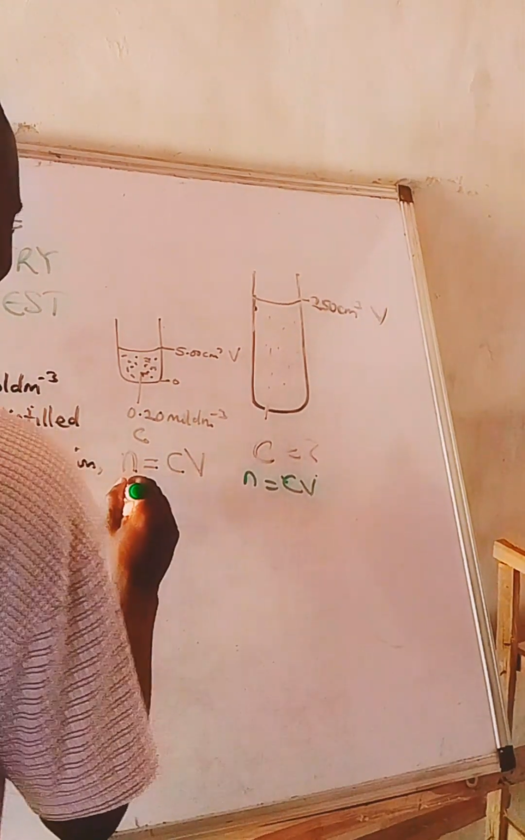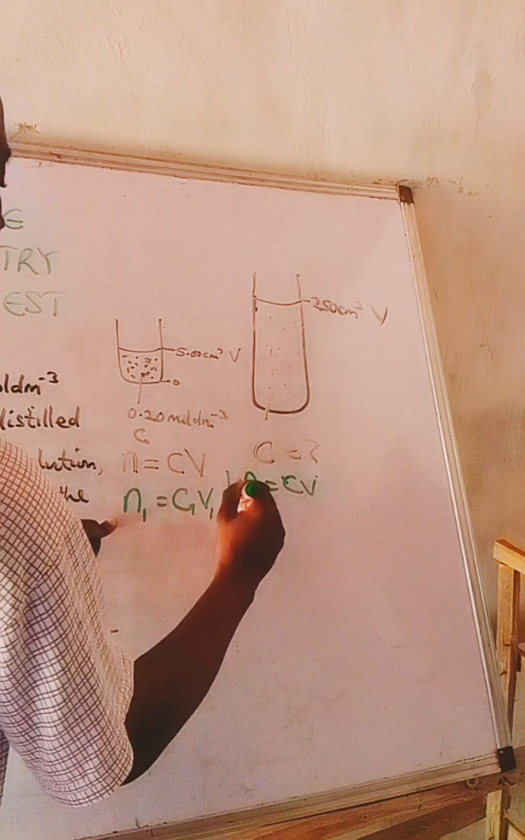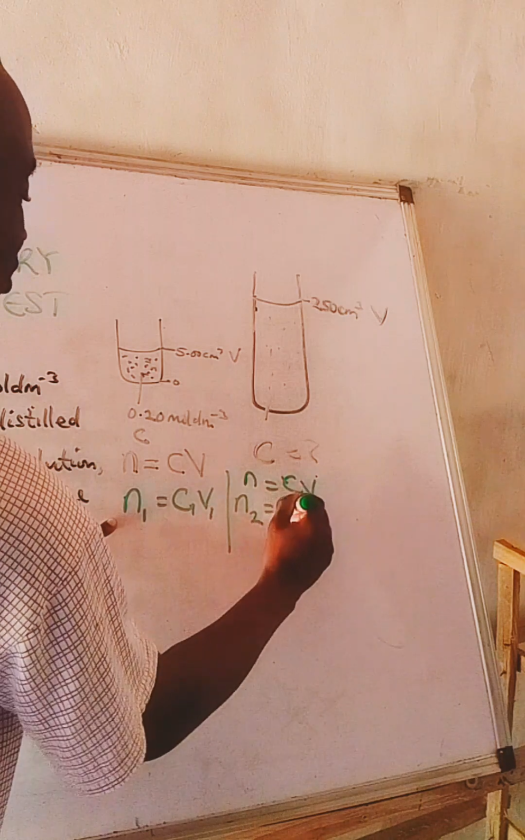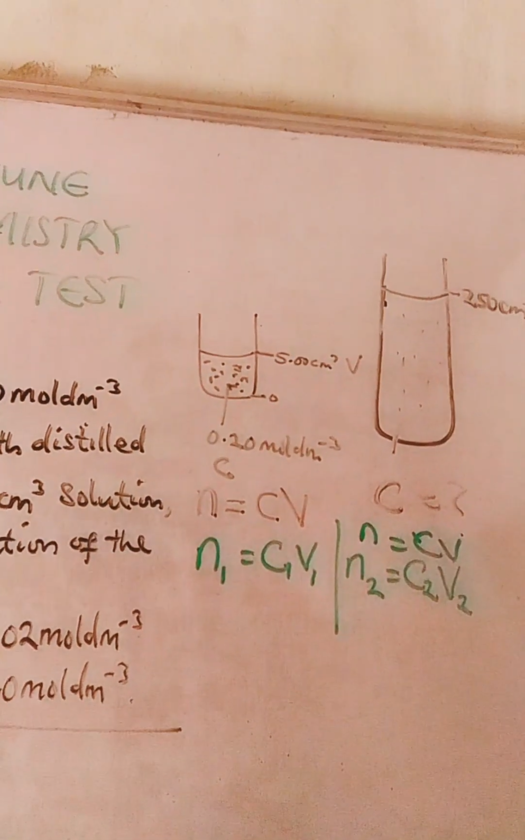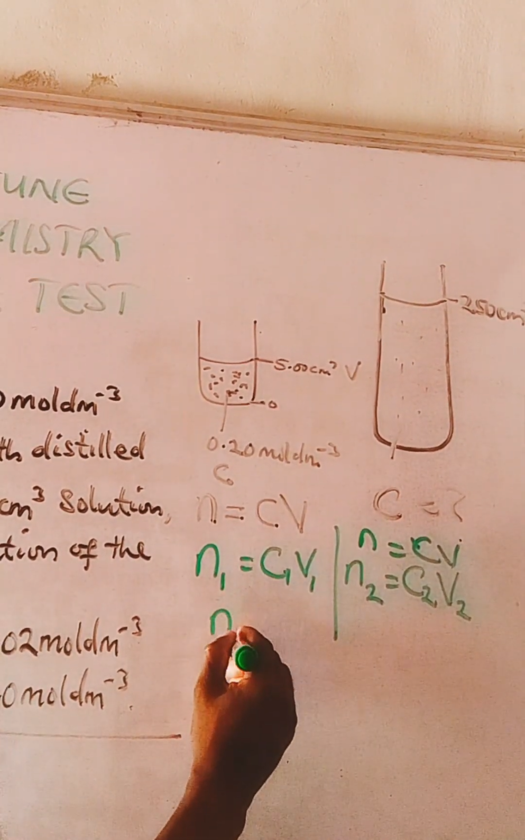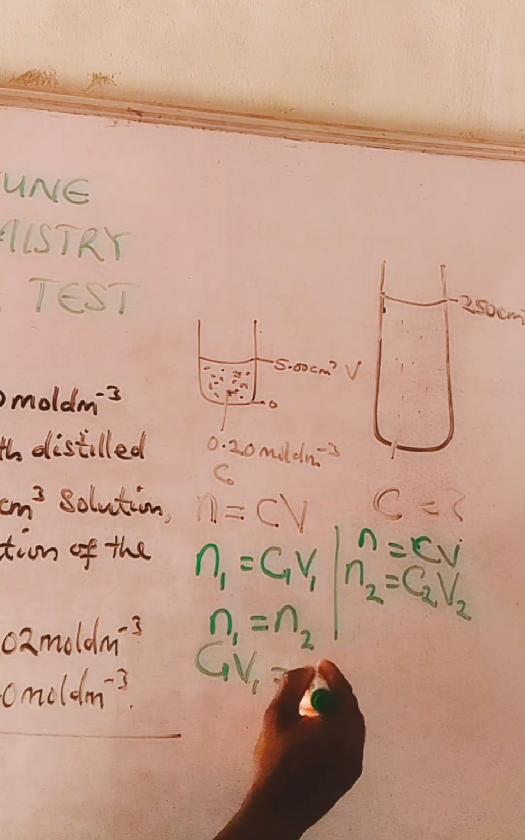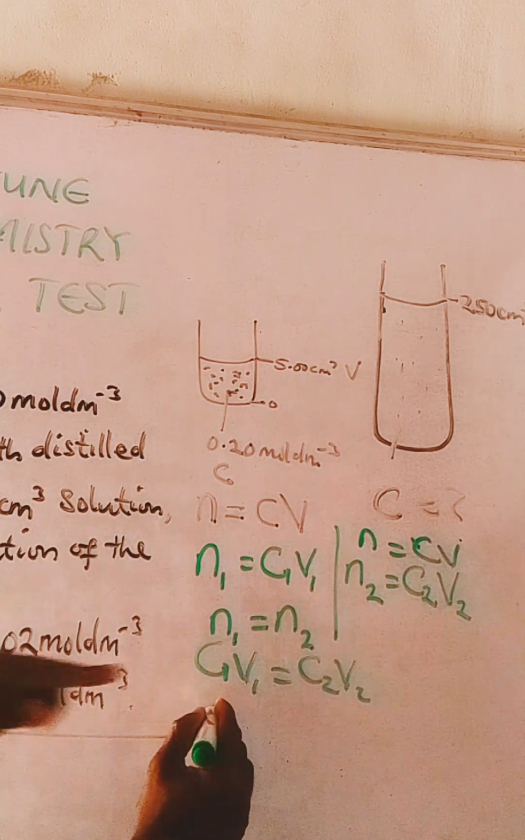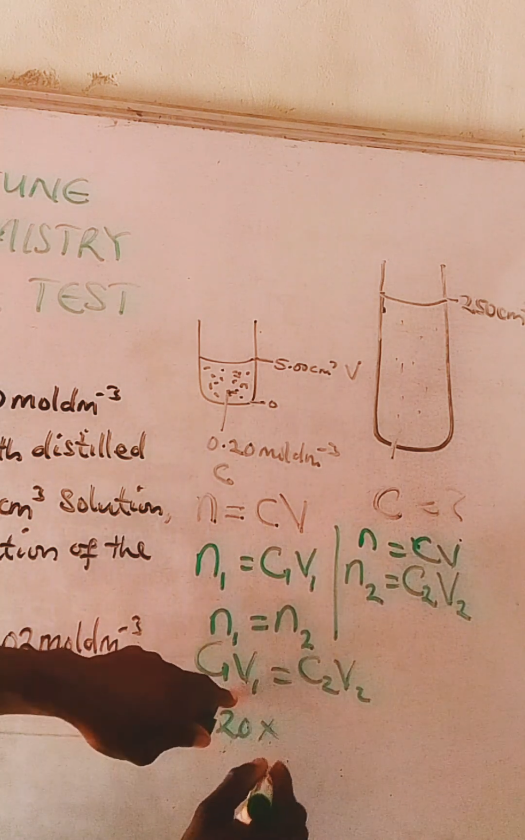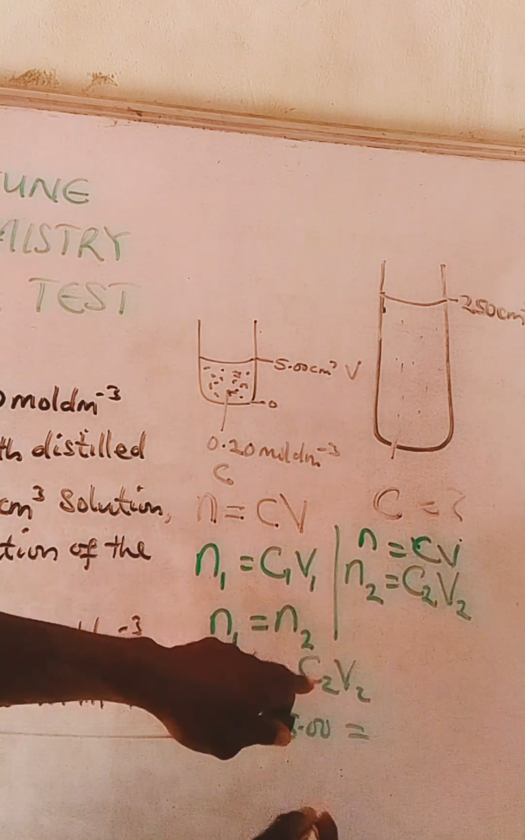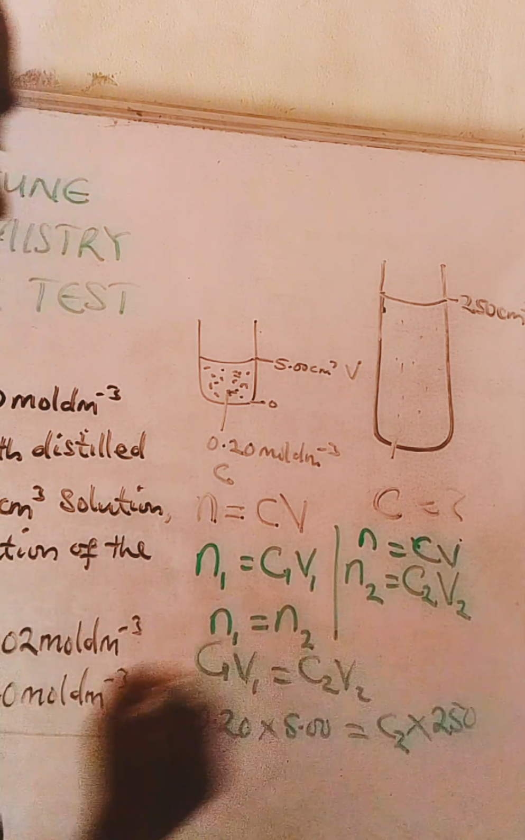Therefore, from here we can deduce that number of moles in the first instance is equal to first concentration times first volume. And number of moles in the second instance is second concentration times second volume. This is the dilution principle. From this principle, we can say that number of moles in the first instance is the same as number of moles in the second instance, meaning that C1V1 is equal to C2V2. C1 is the first concentration, which is 0.20. V1 is the first volume, 5.00. It will give you C2, which we are looking for, times the second volume, which is 250 cm³.